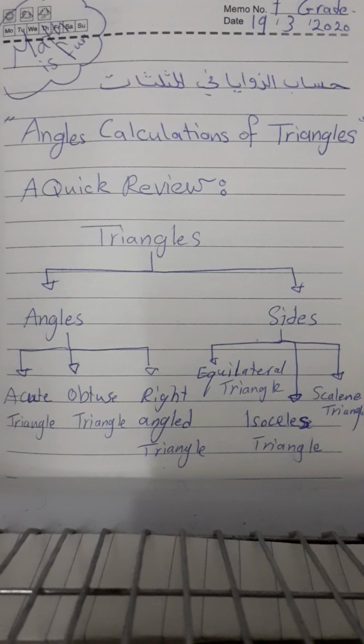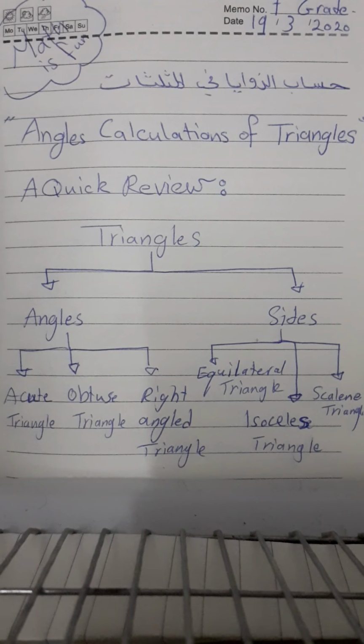Second type is obtuse triangle, which has only one obtuse angle with a measurement greater than 90 degrees.